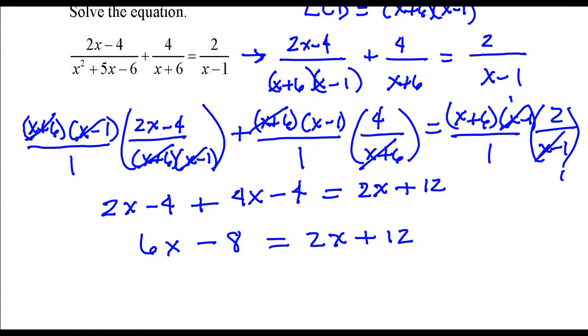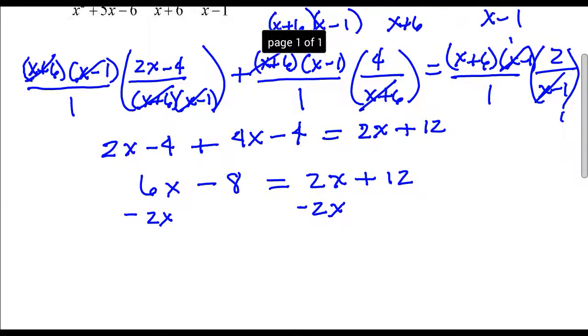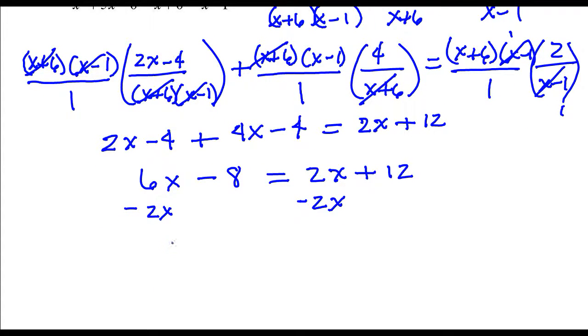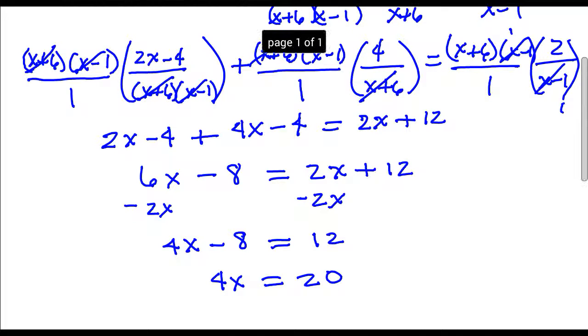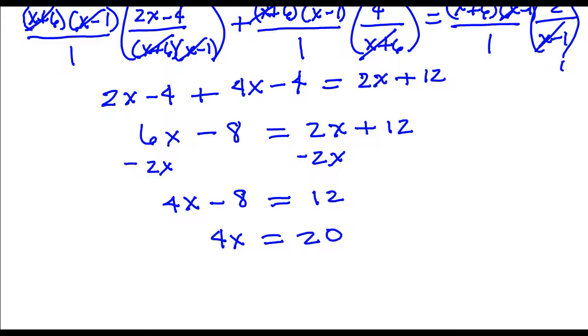Okay, so at this point, I want to get all the variables on one side and then everything else on the other side. So I'll go ahead and subtract 2x. So that leaves me with 4x minus 8 equals 12. I'm going to add 8 to both sides. And then finally, I'm going to divide both sides by 4 to get x by itself.